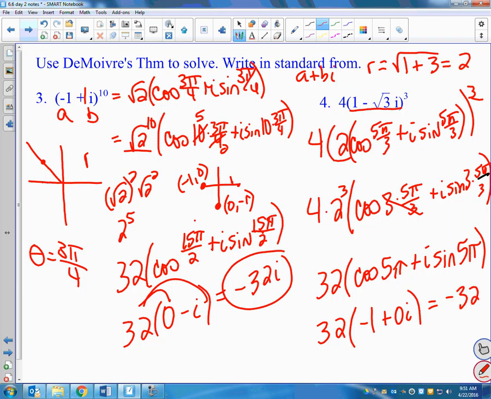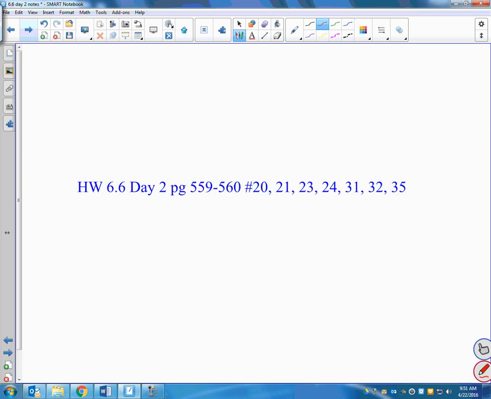So this is like 0 i, which means you don't even have to include it. Kind of like number 3 here. I love this problem because 32 times negative 1 is just negative 32, because 32 times 0 gives you no i left. Again, just a coincidence that they both turned out to be. So, adding and or multiplying and dividing, not so bad. DeMoivre's theorem, not bad, but there's a few steps there, especially if it's not in trig form already.